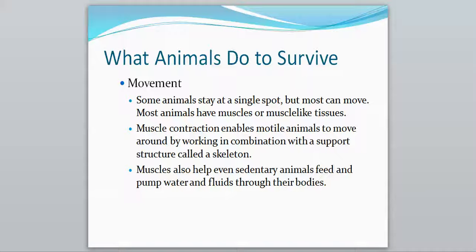Our next one is movement. Again, this one does not apply to all animals. That's our first sentence here, that some animals do stay at a single spot, but most can move, and most animals have muscles or muscle-like tissue, and that's how they are going to move. And then the muscles actually move by contracting, which will enable animals to be motile, which just means you have the ability to move, by walking, in combination with support structures called a skeleton. So most animals are able to move through the contraction of muscles and through the support of a skeleton. And then muscles will also even help sedentary animals feed and pump water and fluids through their bodies. So sedentary animals are animals that are not going to move.